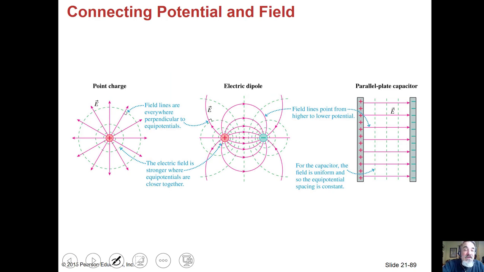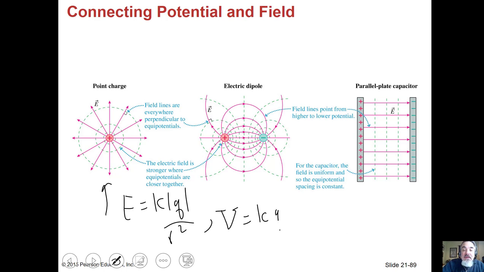Here's a couple of pictures. Here's a point charge. So if you remember, the electric field because of a point charge was K Q over R squared, and it points away. The voltage we just saw is K Q over R. Okay, so that's for a point charge. Dipole is a little more complicated. Definitely doable, but more complicated. And here's the electric field and voltage because of a parallel plate capacitor. We just went through those formulas.